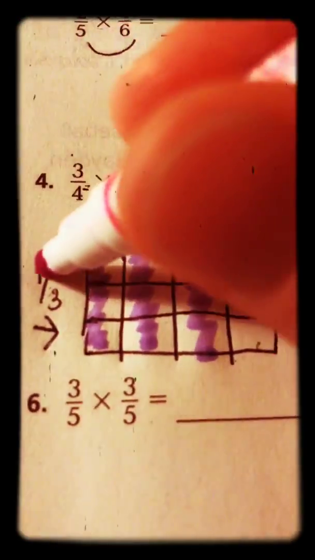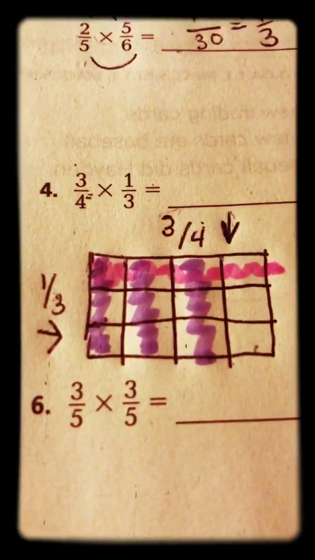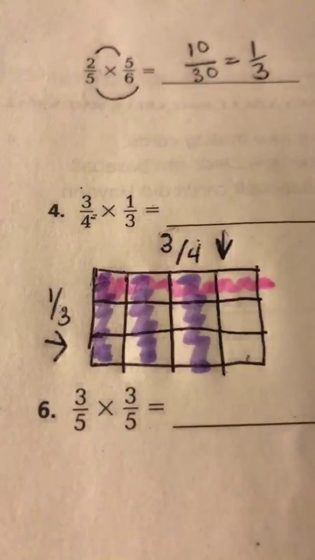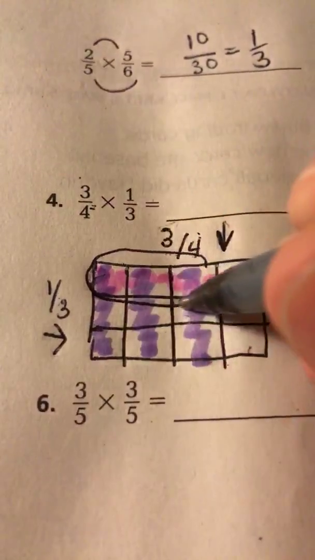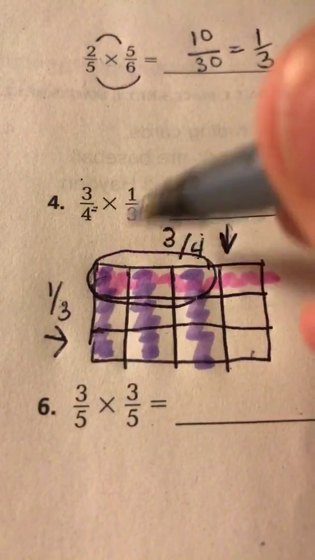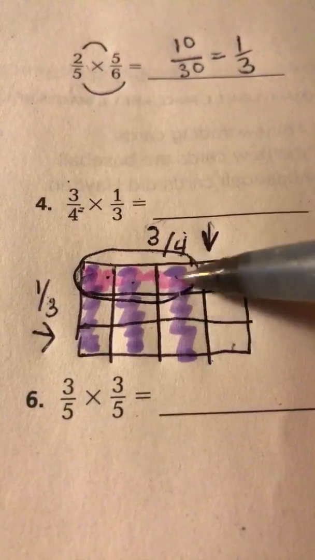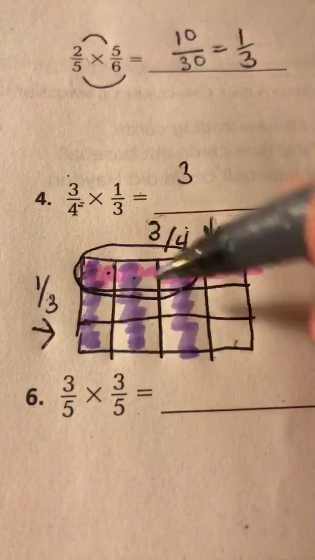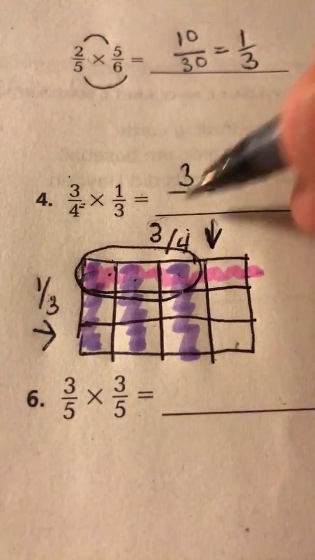And then I'm going to shade 1/3. So 1 out of the 3. Boom, boom, boom. And now I'm just going to, again, count my overlapping part. If I have 3/4 and I want to find 1/3 of my 3/4, my answer would be 1, 2, 3 out of a total of 3 down times 4 across. 3 times 4 is 12.